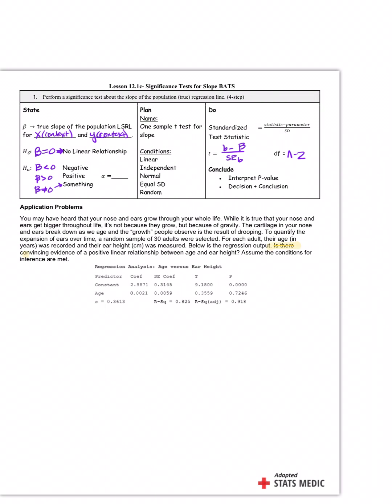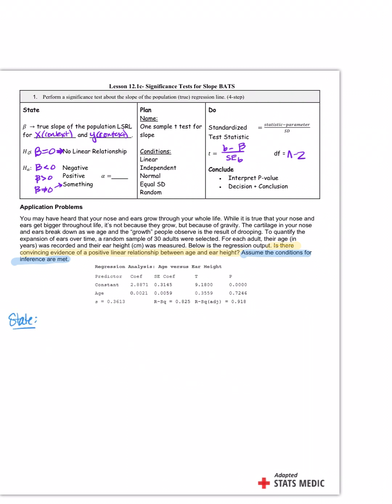It says, is there convincing evidence of a positive linear relationship. That's important, right? And then look at this. Assume the conditions for inference are met. Do you know how much time that will save you? We love this, right? All right, so we can crank on this. We can make this one happen pretty quick.